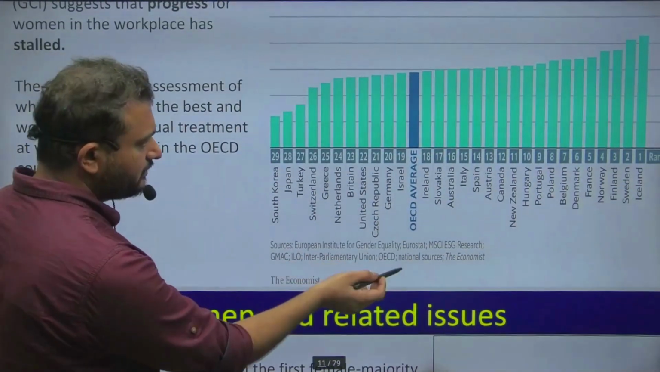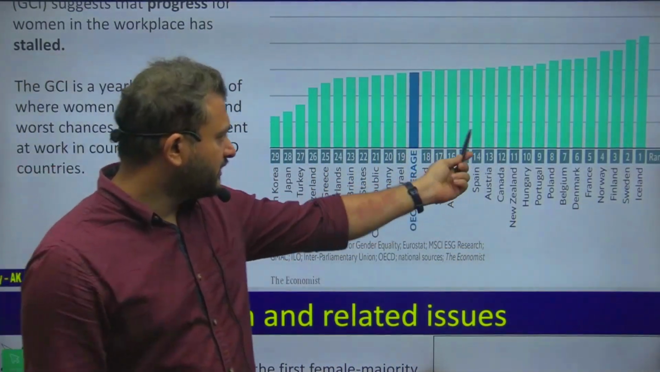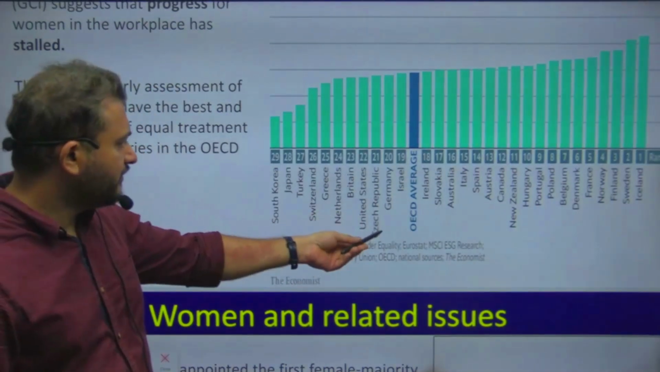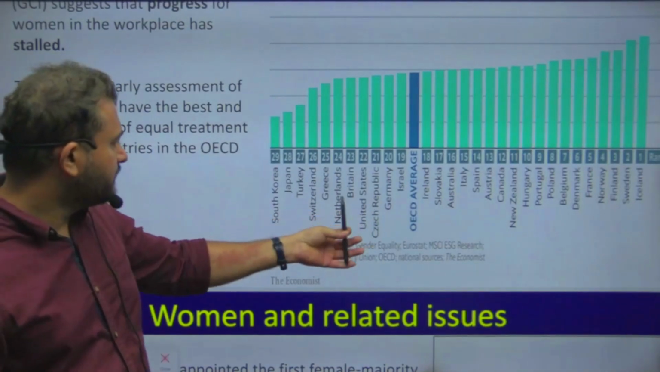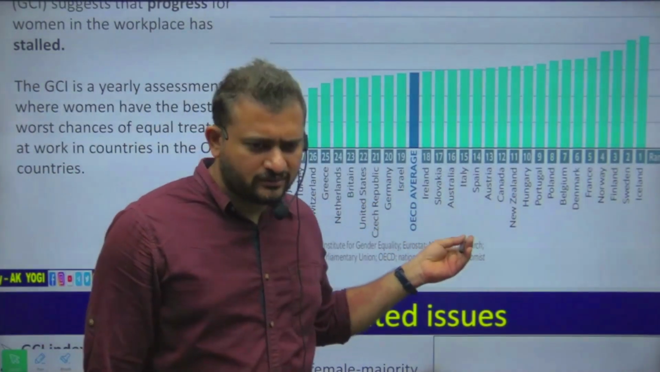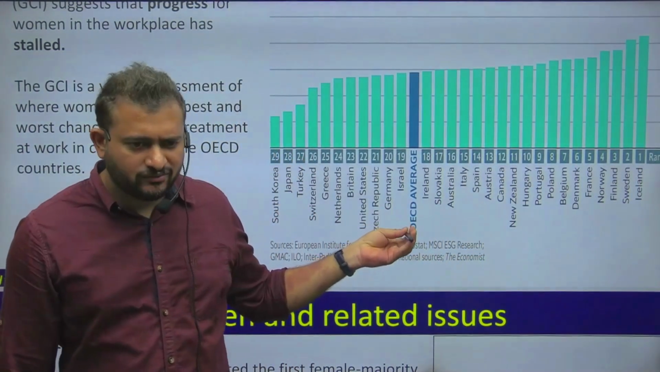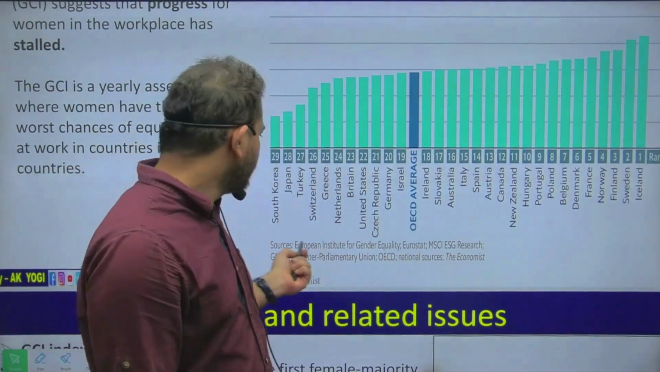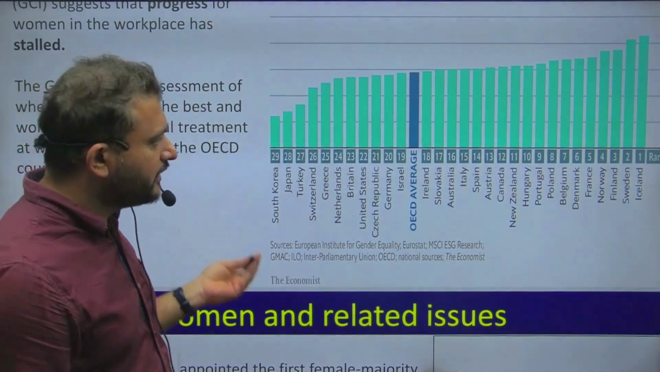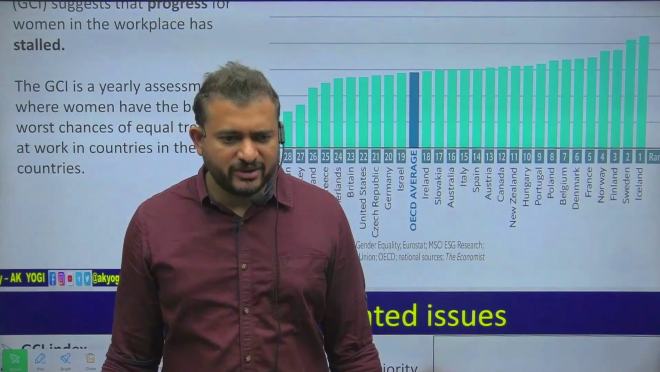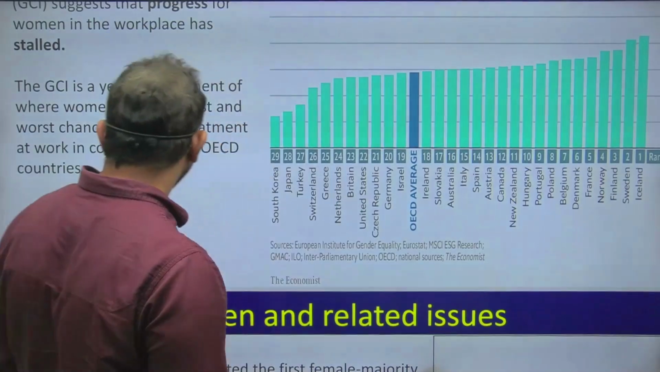So we can see the ranking: Iceland is first, Sweden second, and these countries are OECD countries or the OECD average. OECD's full form is Organisation for Economic Co-operation and Development. This is the organization of countries which have better economies. Most of the European countries form this group. You can see that there is no ranking for India. So in India there is the worst discrimination faced by women in economic or industry organizations.